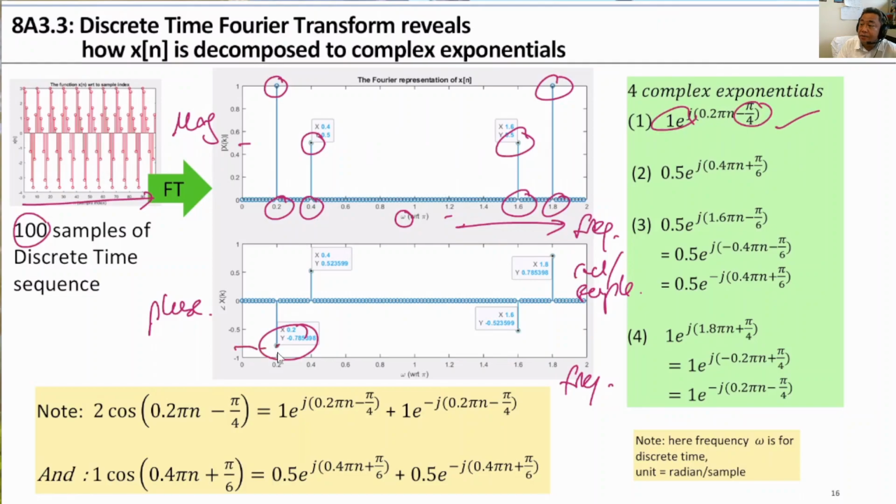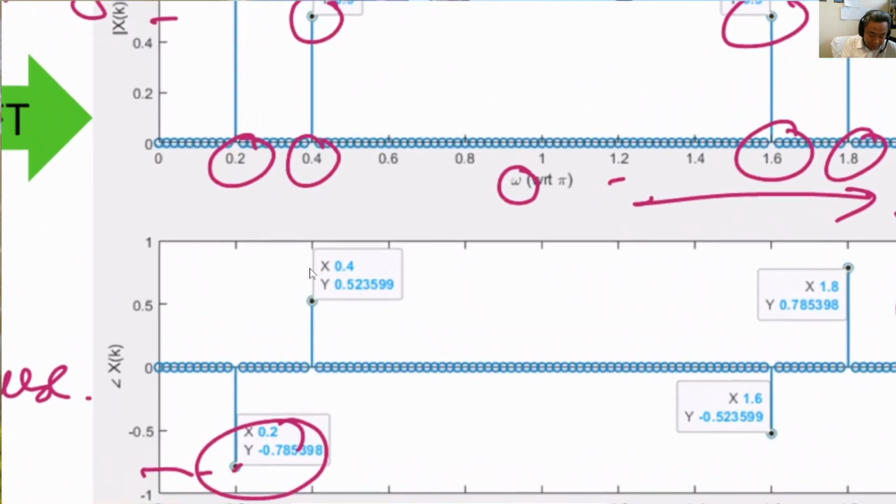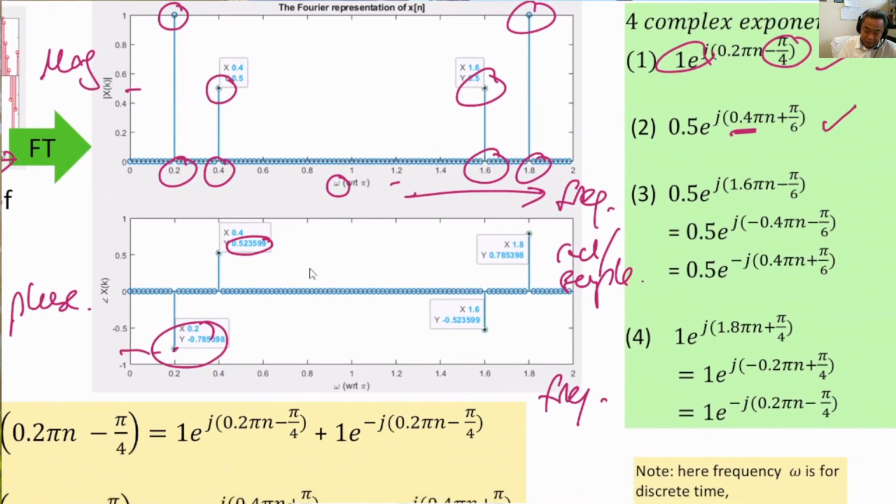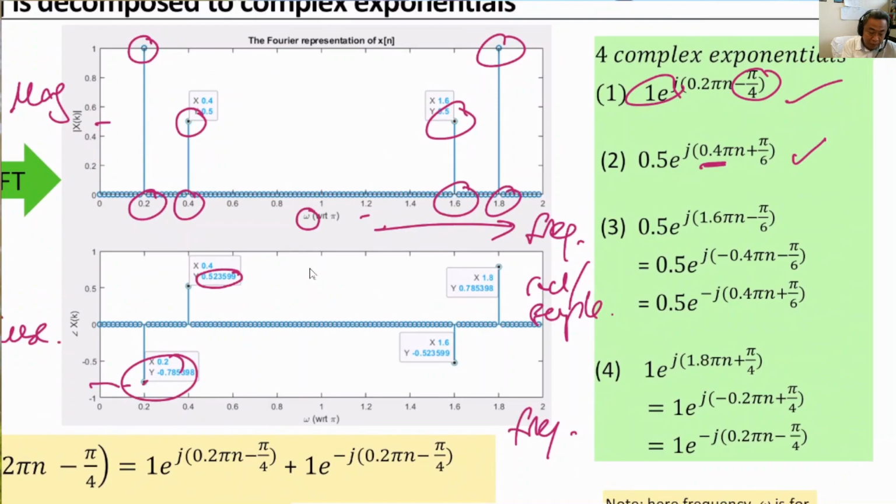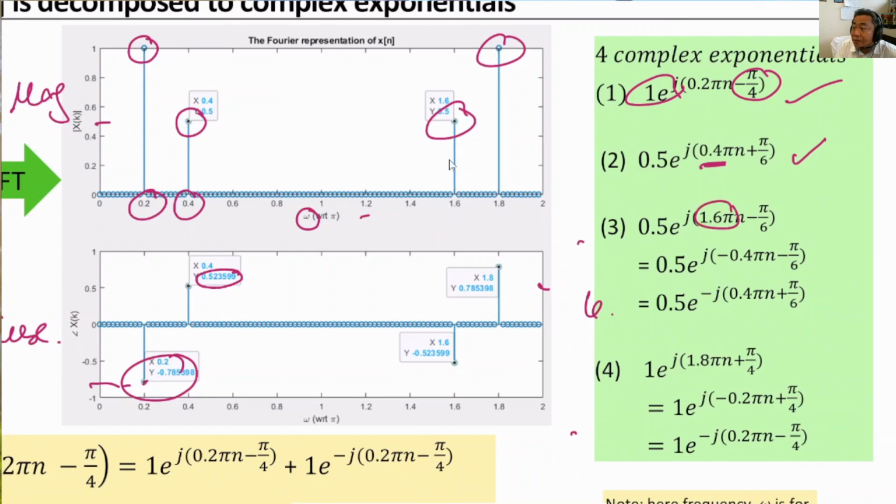So the first one checks out. The second one is 0.5 amplitude and at 0.4 pi. So this is 0.5 amplitude, 0.4 pi radian, and the phase is pi over 6. Pi over 6 is approximately 0.52. Okay, the second one checks out. And the third one, okay, who's the third guy? The third guy is sitting at 1.6 pi, which is here, with amplitude 0.5. And the phase is minus 0.5, so it's minus pi over 6. So this checks out.